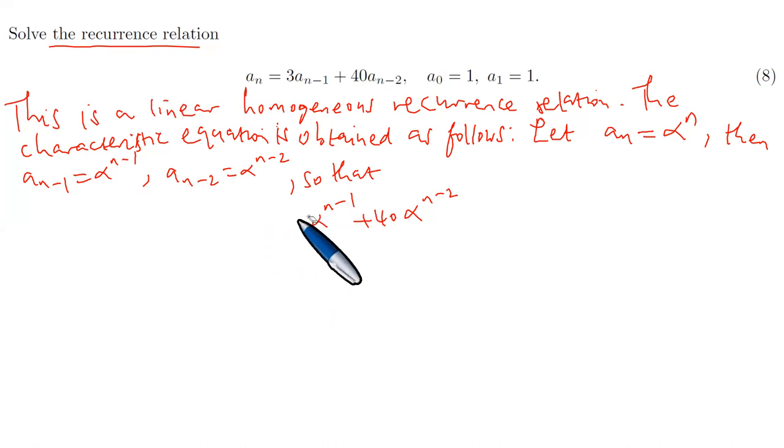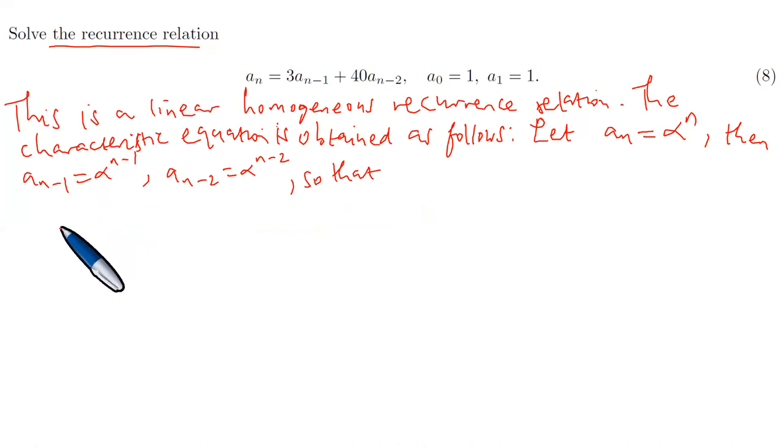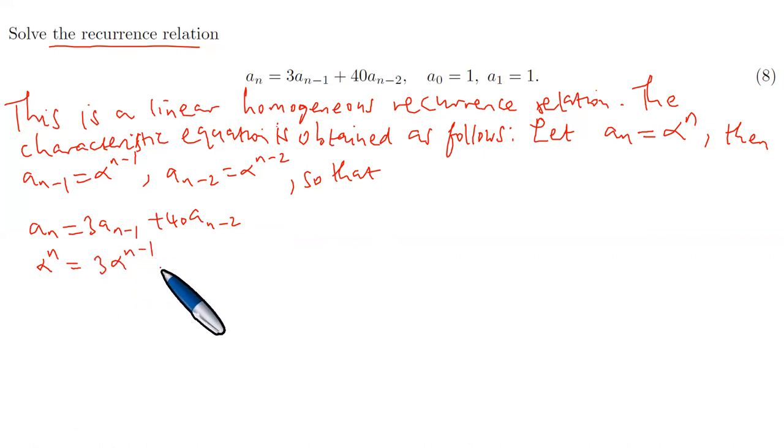Let me create a bit more space on the screen. I want to write this in two steps. First we copy this equation as it is: a_n equals 3 a_{n-1} plus 40 a_{n-2}. Then we replace a_n by alpha to the n, a_{n-1} by alpha to the n minus 1, and a_{n-2} by alpha to the n minus 2.